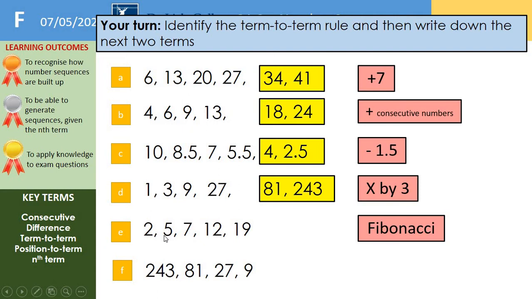Now 2 add 5 gets us 7. And then 5 add 7 gets us 12, and then 7 add 12 gets us 19. So for the next term, you do 12 add 19, which is 31, and then you do 19 add 31 is 50.